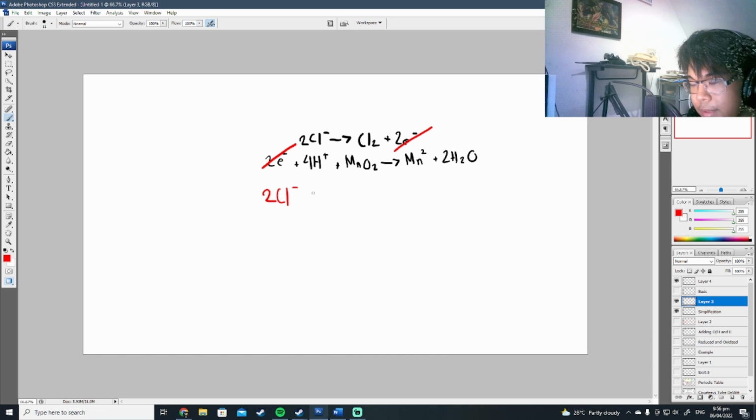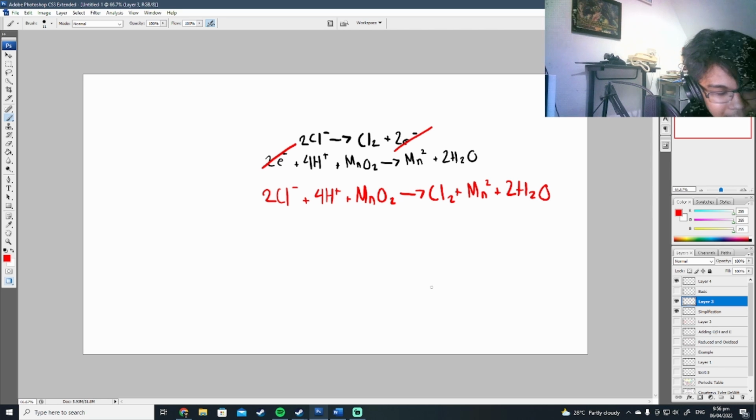Combining both the left sides into one, we get 2Cl minus, 4H plus, MnO2, and then on the other side Cl2 plus Mn2 plus 2H2O. And that, ladies and gentlemen, is our acidic solution. This is our final answer for the acidic solution.